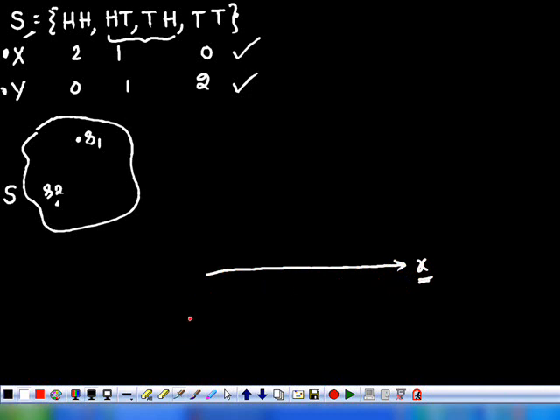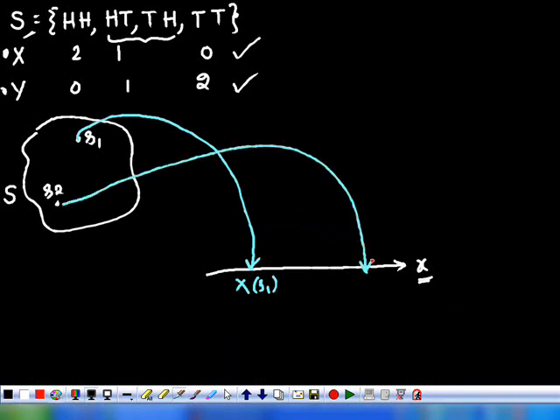Then we can define a random variable that maps the sample points, that is, S1 is mapped onto this point, which can be considered as x of S1. Similarly, this sample point is mapped onto x of S2. That is the random variable x. This is the mapping between the sample space S and the real axis.